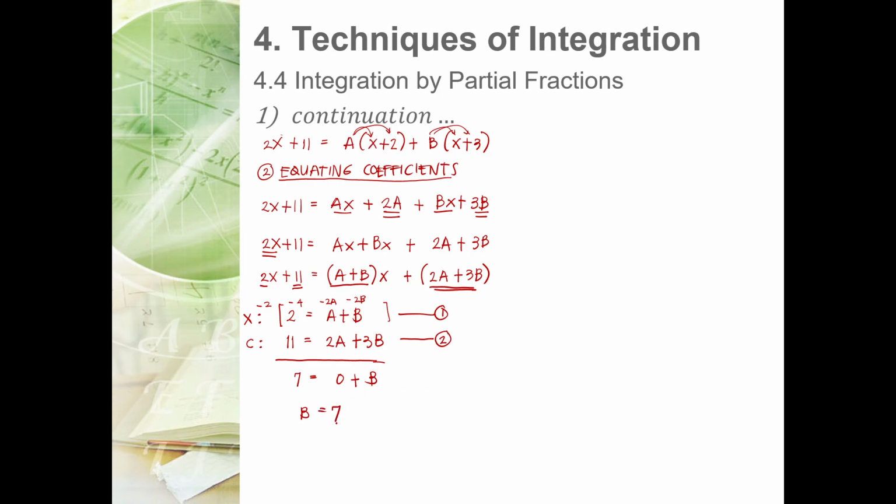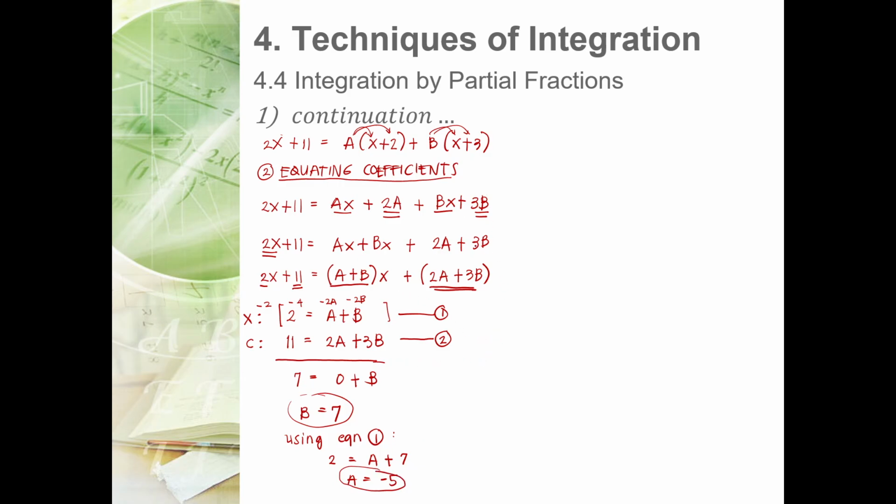And then let's say you're going to use equation number 1. So using equation 1, we have 2 is equal to a plus 7. So a is equal to negative 5. So notice that we have the same answer as the previous slide. Okay, so that's by elimination.